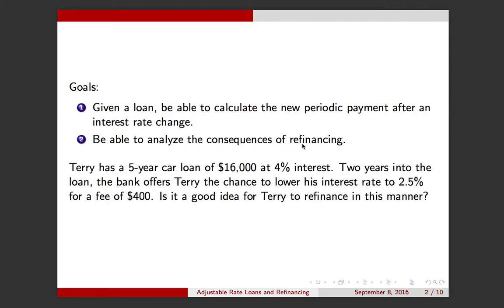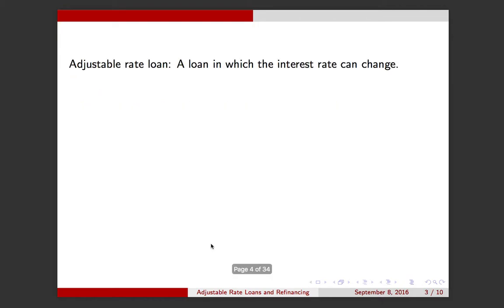So here's a sample question that we will do. This guy has a 5-year car loan of $16,000 at 4% APR. 2 years into the loan, the bank says to him, hey, we will lower that APR to 2.5%, and we'll charge you a little bit for doing that. So this is a fairly common thing. Lots of people do this with their mortgages. They pay a fee to lower their interest rate. So the question here is, should Terry do this or not? What are the consequences of him accepting this offer?